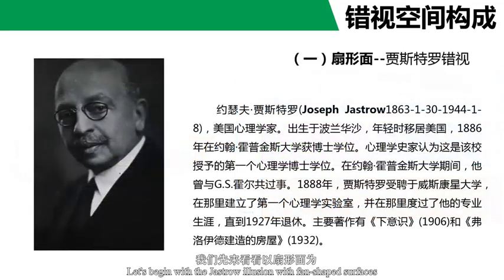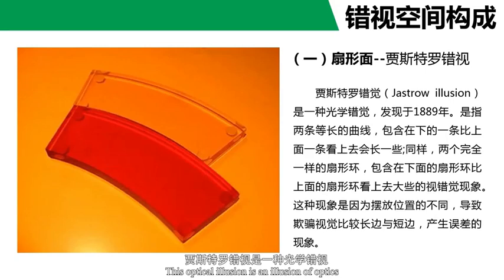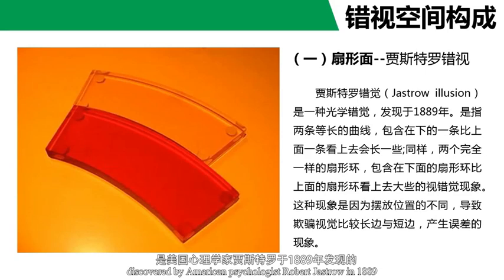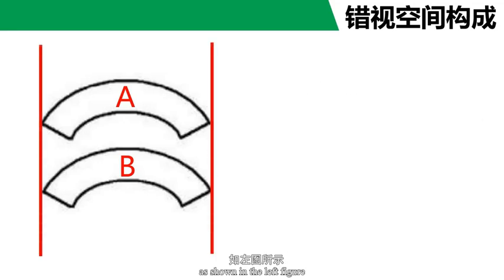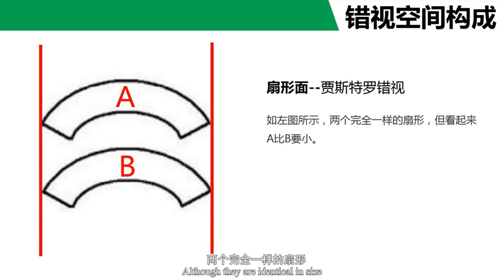Let's begin with the gestural illusion with fan-shaped surfaces. This optical illusion is an illusion of optics, discovered by American psychologist Robert Jastrow in 1889. Here are two identical ring segments, with the upper one labeled A and the other labeled B. The difference in their positions tricks our eyes with a visual discrepancy in their perceived sides. As shown in the left figure, although they are identical in size, A looks much smaller than B.